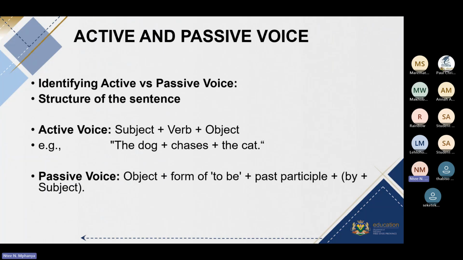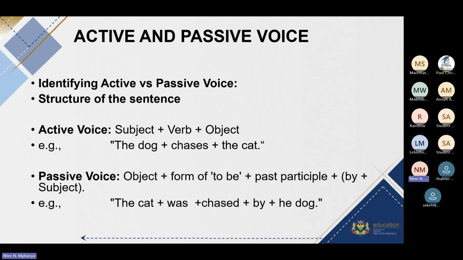So you must be careful when you change the sentence from active to passive. Look at the number. The dog is singular. In which person? The third person. Therefore, the verb will take S at the end because it's a singular dog. That will also have an effect on your what? On your form of to be.